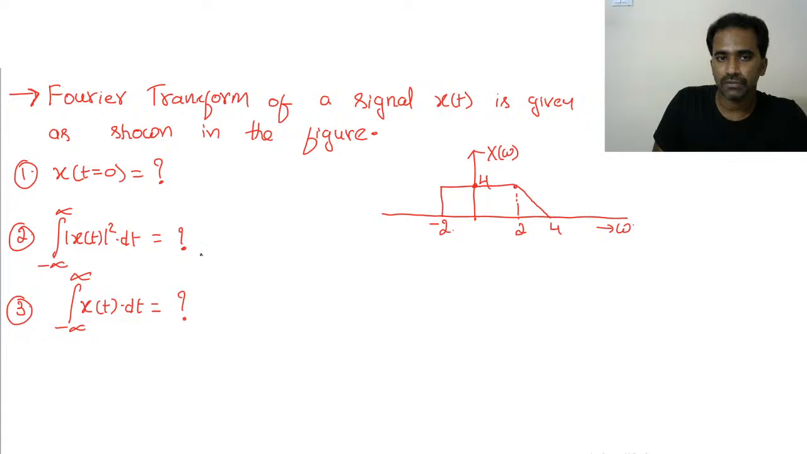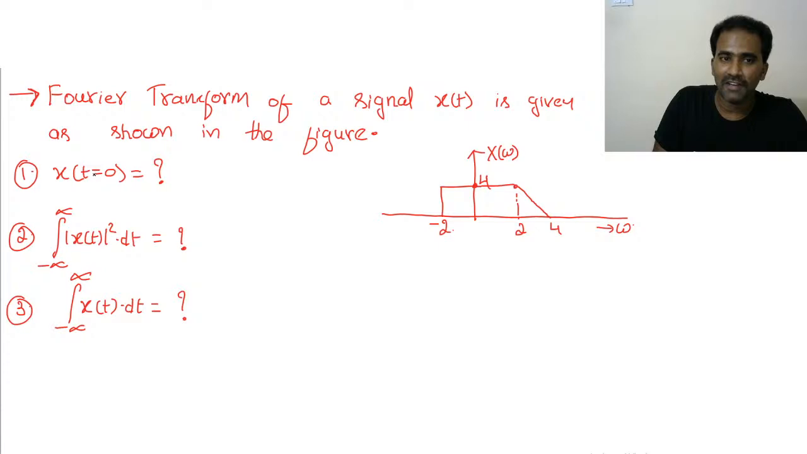x of t at t equal to 0. But you don't know x of t. If you know x of t, understanding the value at t equal to 0 is easy. But x of t is not given. Its Fourier transform is given. The Fourier transform of a signal x of t is given, and I'm asking you the signal x of t's value at t equal to 0.